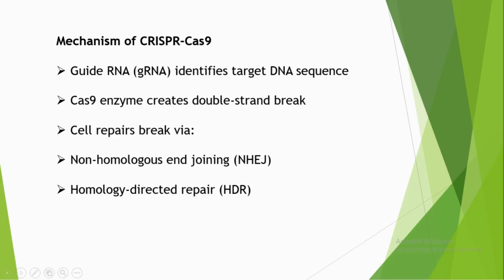So the mechanism of CRISPR-Cas9 is that, for example, the guide RNA, which we call gRNA, firstly identifies the target DNA sequence. Now the Cas9 enzyme creates the double strand breaks. So in the third step, the cell repairs the break by non-homologous end joining and homology directed repair.